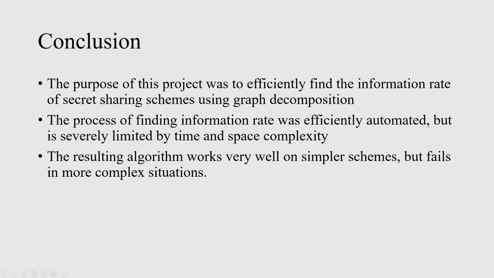So all in all, what have we done? Well, the purpose of this project was to efficiently find the information rate of secret sharing schemes using graph decomposition. We tried to automate this process as efficiently as possible, and we did a fairly good job based on our results from 4 and 5 vertex graphs. Once we got up to more complex graphs with 6 or 7 vertices and secret sharing schemes with 6 or 7 participants, we just found it was too complex and the algorithm completely failed due to computational complexity.